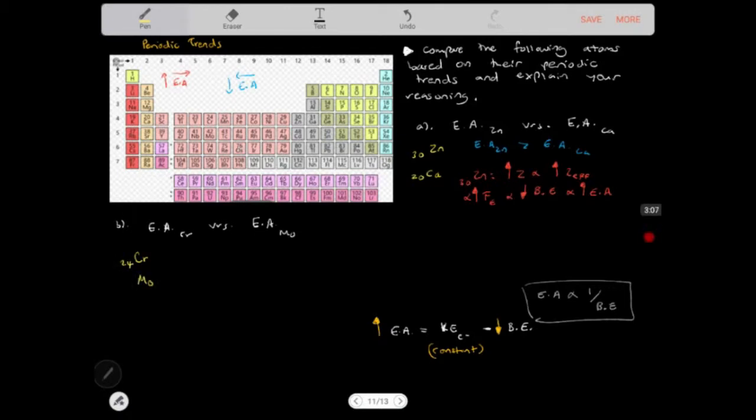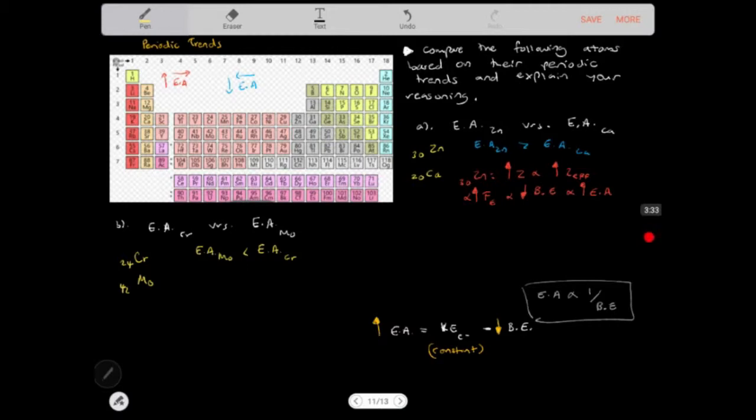Molybdenum has an atomic number of 42, right? And according to this trend here, we said electron affinity decreases going down the group. So as a result, the electron affinity of molybdenum should be less than the electron affinity of chromium. Okay, so why is that the case? Why is the electron affinity decreasing down the group?